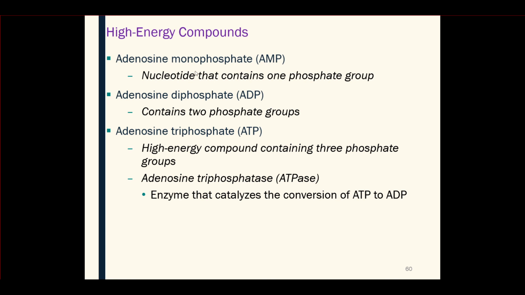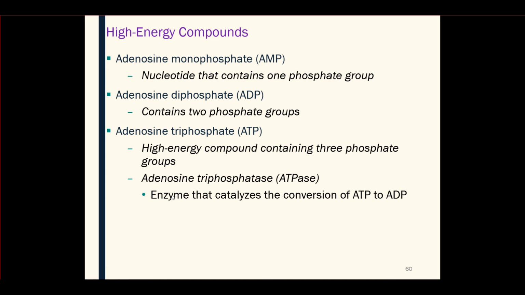I like to look at the picture first. Adenosine monophosphate would be the nucleotide that contains one phosphate group. If we add another phosphate, we get adenosine diphosphate, or ADP. And then finally, adenosine triphosphate is ATP. This is what we're going to be working with mostly this semester. It's going to contain 3 phosphate groups.